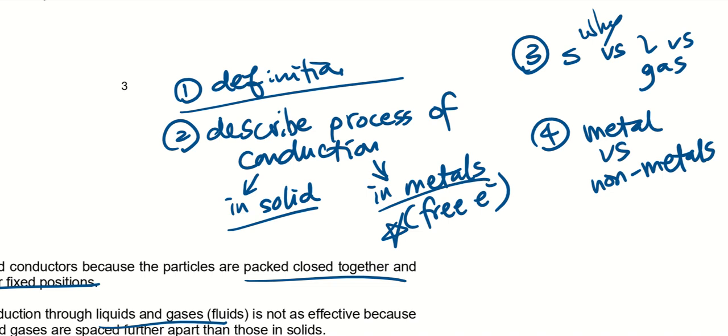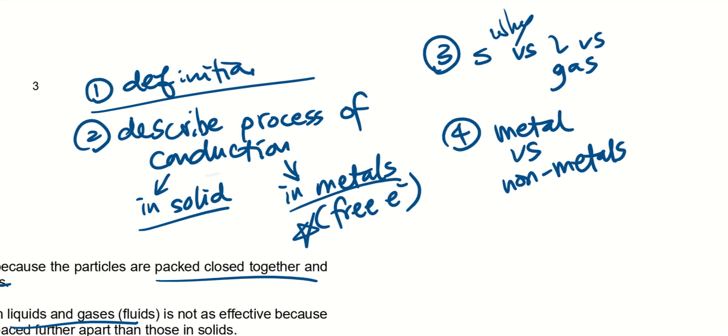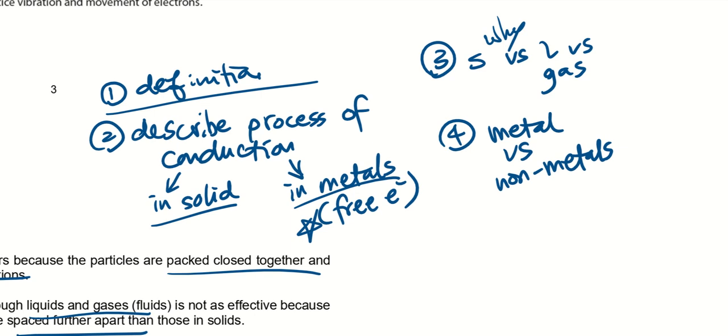So you must talk about the particles being able to only vibrate about their fixed position. So it's easier for them to pass on the energy by collision. Then they will ask why is metal versus non-metal? Why is metal a better conductor? Then again, you have to bring in free electrons. So when do we know the question is asking about the process of conduction? When you see things like metals, when you see contact, there must be contact, right?